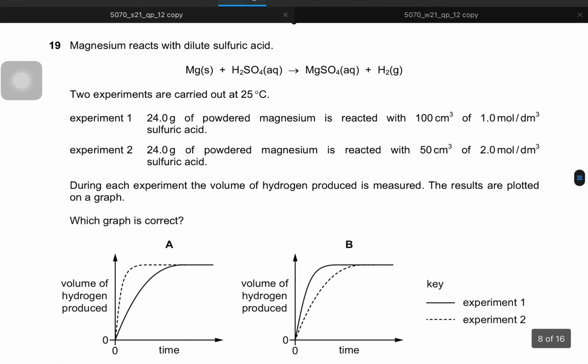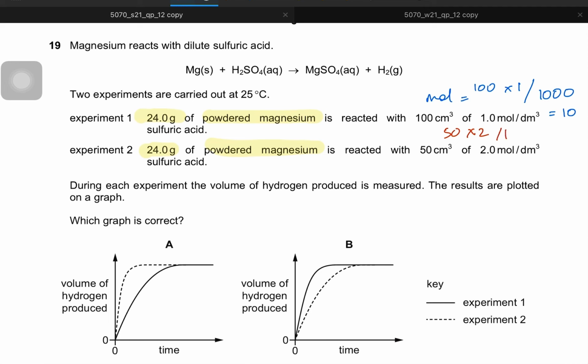Magnesium reacts with dilute sulfuric acid. 2 experiments are carried out at 25 degrees Celsius. In experiments 1 and 2, you can see both have 24 grams of powdered magnesium. Then it says reacted with 100 centimeter cube of 1 mole per decimeter cube sulfuric acid. Moles equals 100 times 1 divided by 1000, which means 0.1. And in the second experiment, it says 50 times 2 divided by 1000, which is again a similar answer.